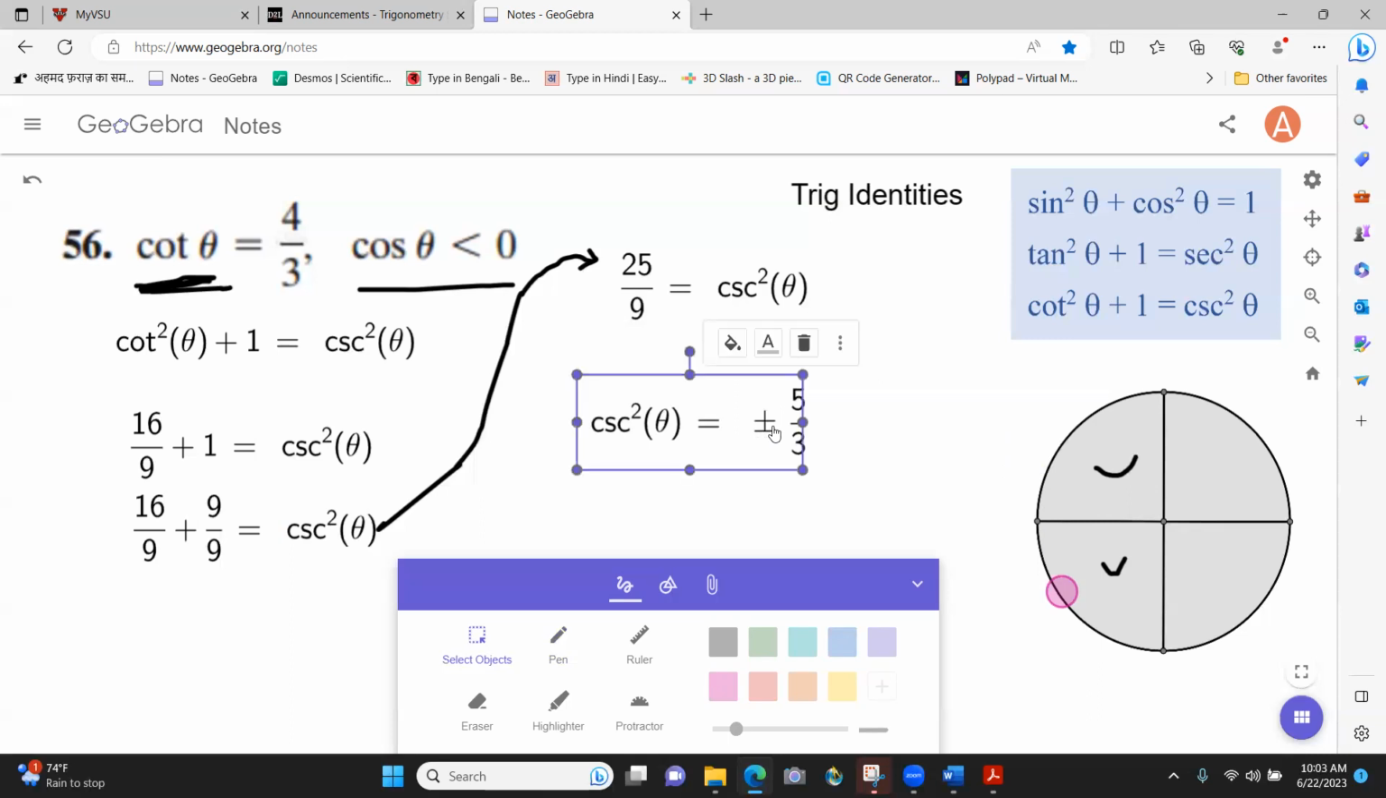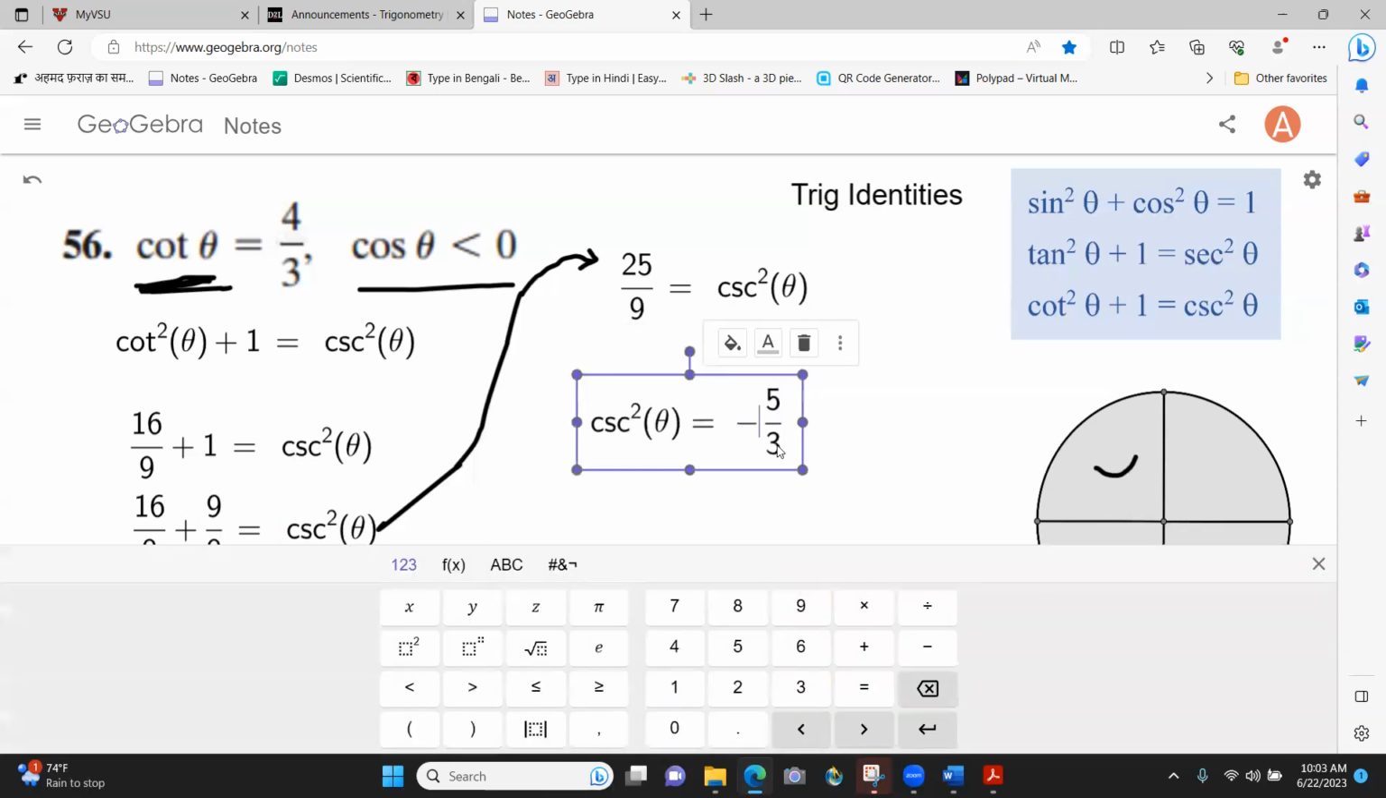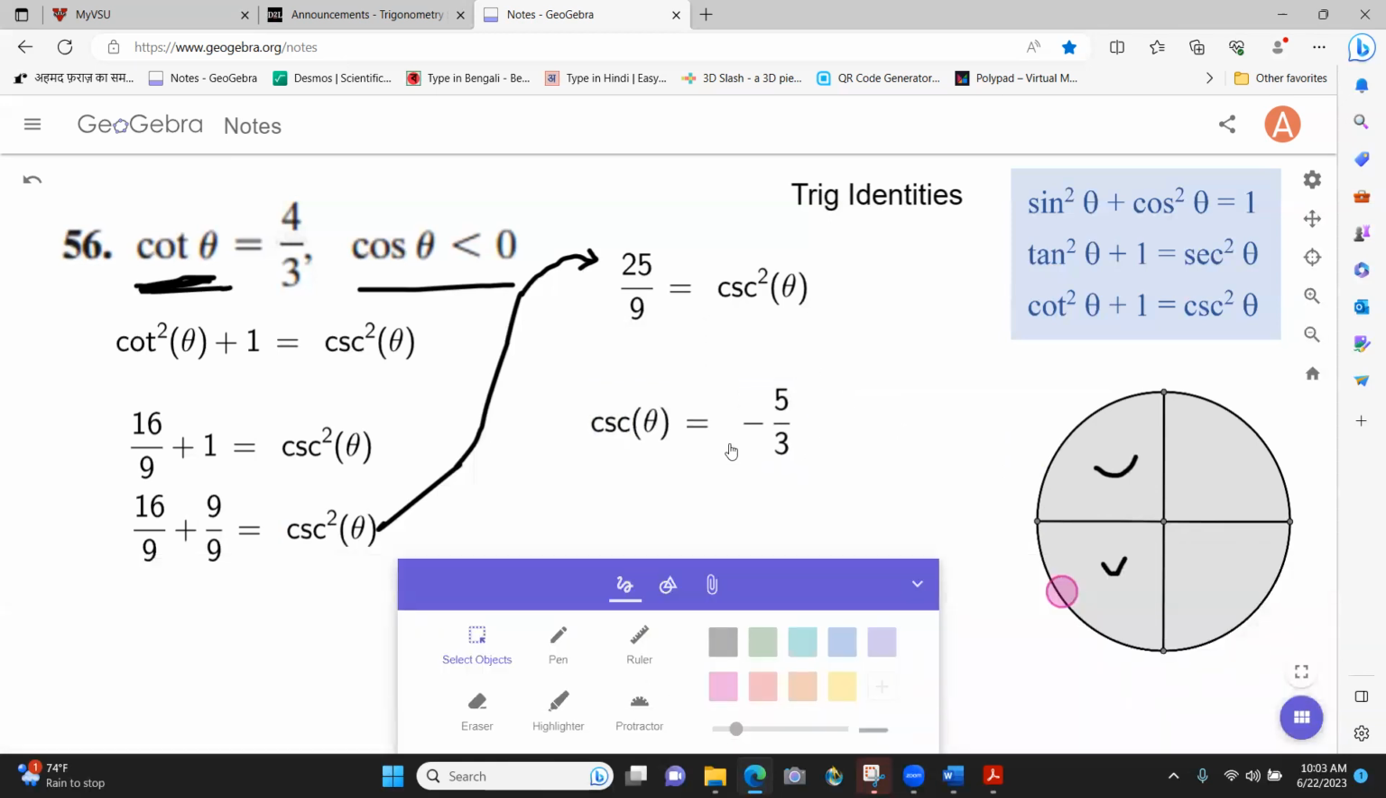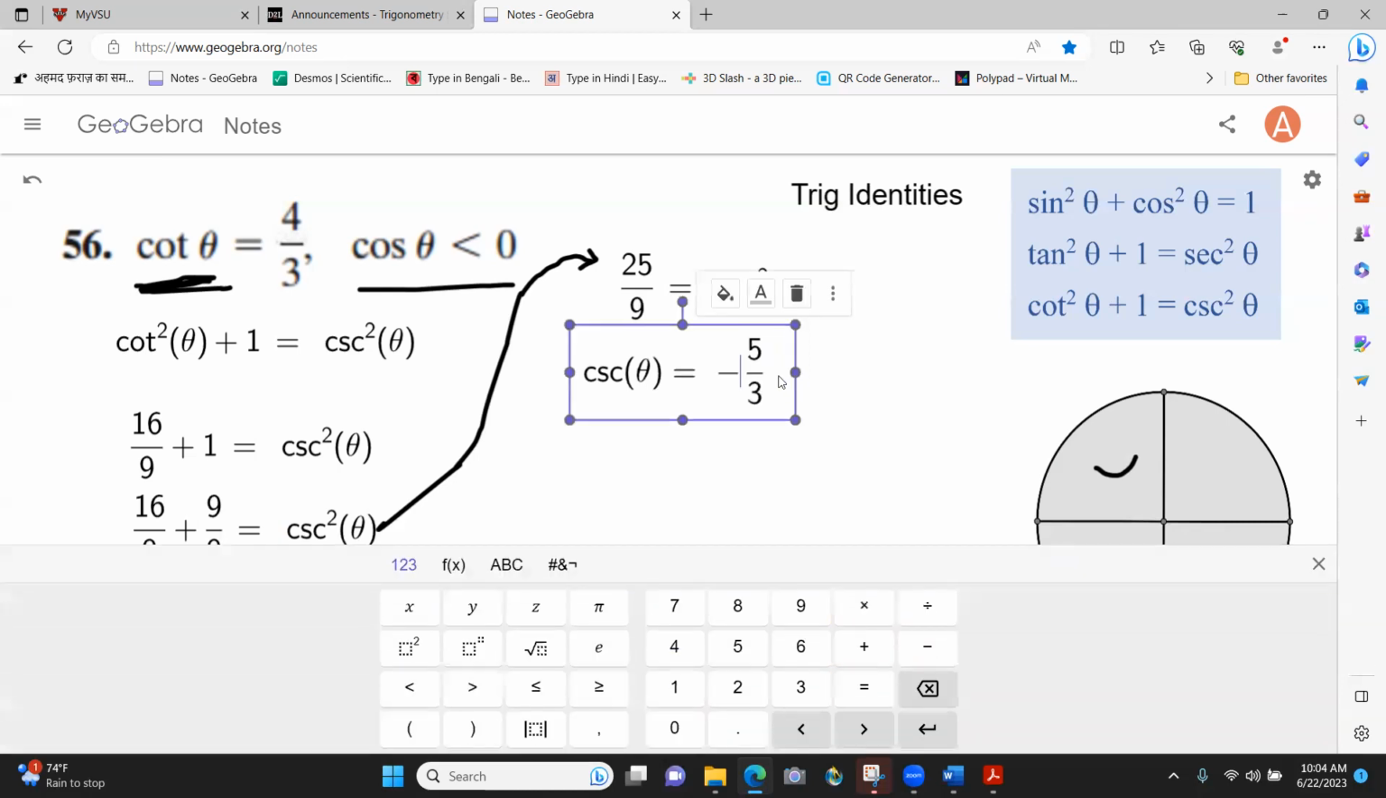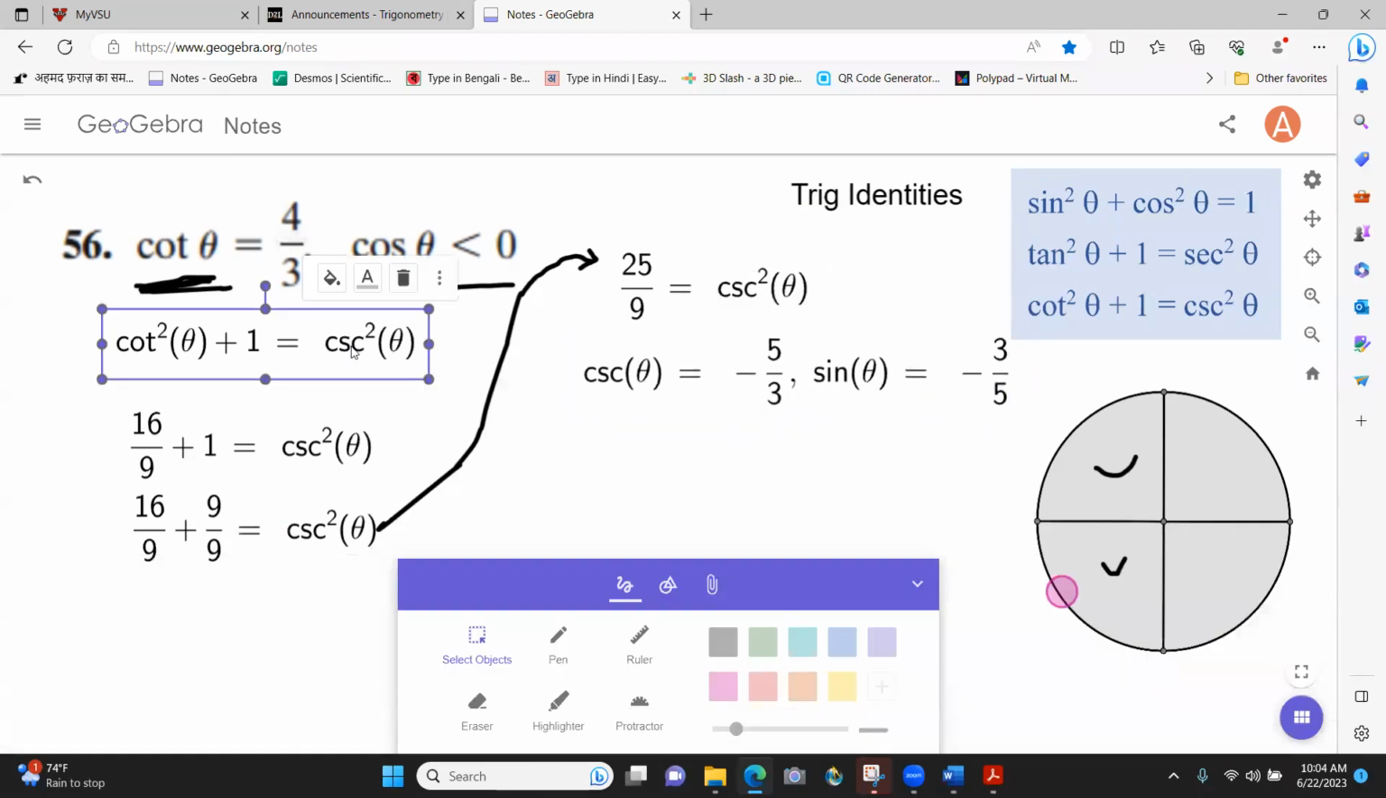I'm going to go back and replace it with negative. And this is cosecant, that's cosecant square. All right. Let's pause there a little bit because I need room and I'm going to delete these first three lines. So cosecant is negative 5/3. I can easily find a bunch of things. I can certainly find sine. Cosecant and sine are reciprocals. So I'm just going to use the room here. Sine theta is negative 3/5.